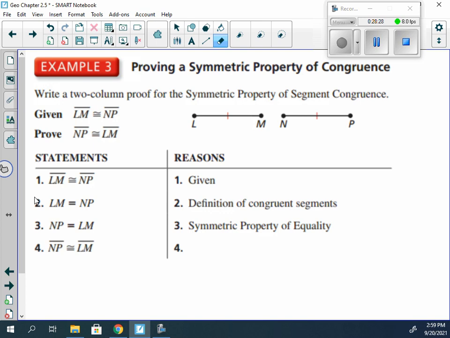Well, if they have the same length, it means that they are congruent, yes? How do I know that? It's one of our definitions. For what? Congruent segments. Any questions on this here?